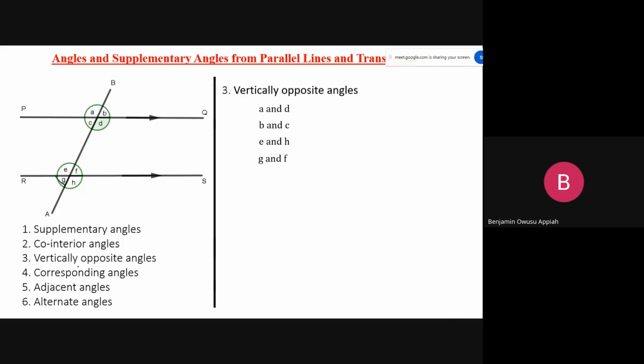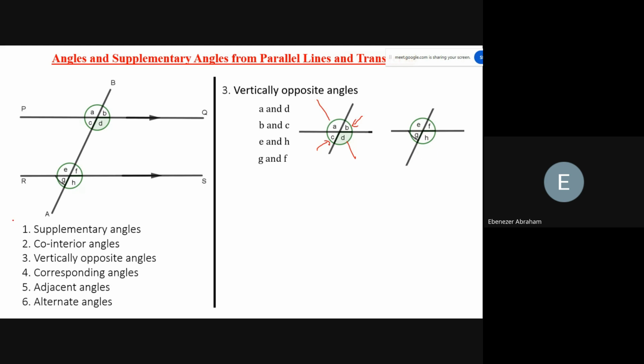That's all. So that one looks like, if you want to pick it from the diagram, it should be like the multiplication symbol, the X symbol, and then the opposite parts. That's what we call the vertically opposite. So we identify two pairs. This side we identify two pairs.